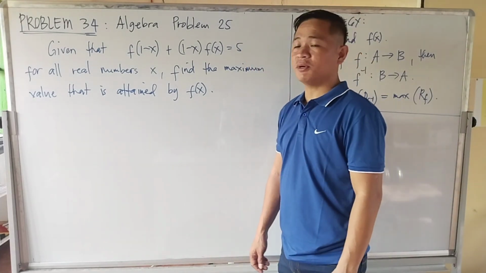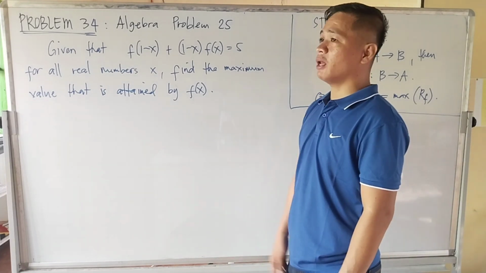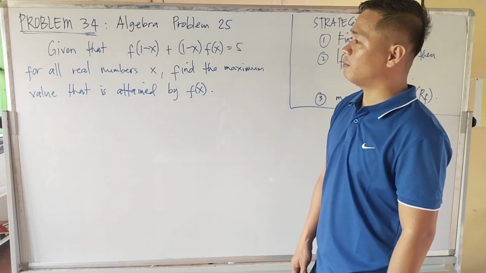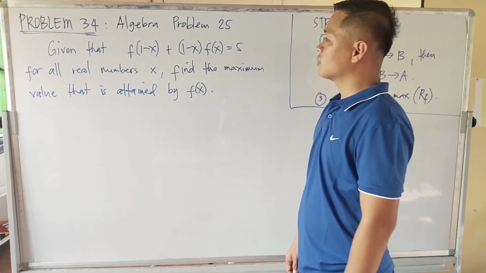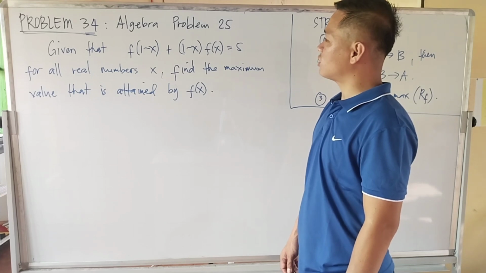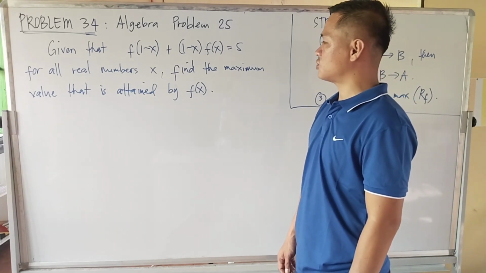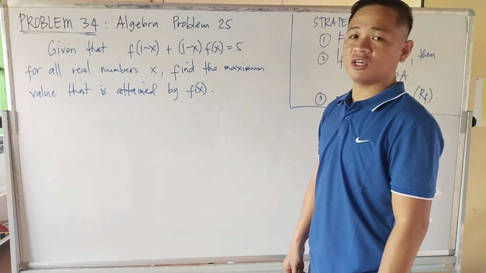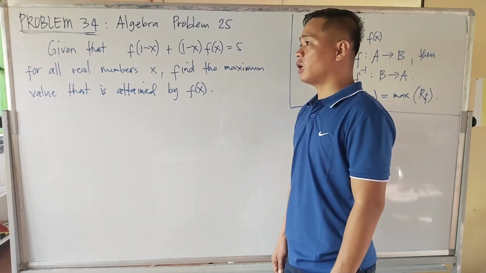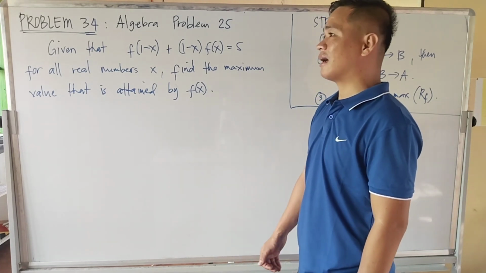We are now on problem number 34, algebra problem number 25. This problem is taken from the previous Philippine Mathematical Olympiad. And the problem goes: given that f of 1 minus x plus (1 minus x) times f of x is equal to 5 for all real numbers x, find the maximum value that is attained by f of x.